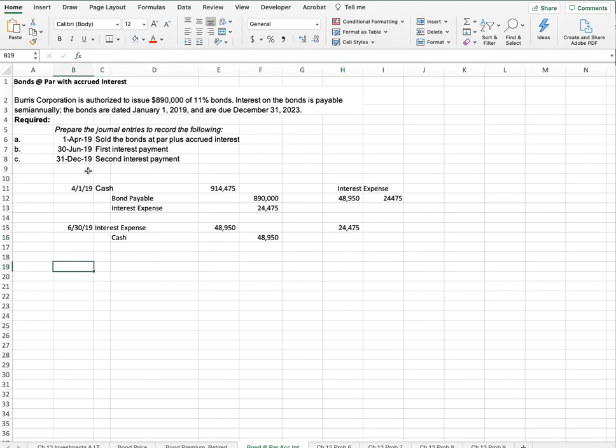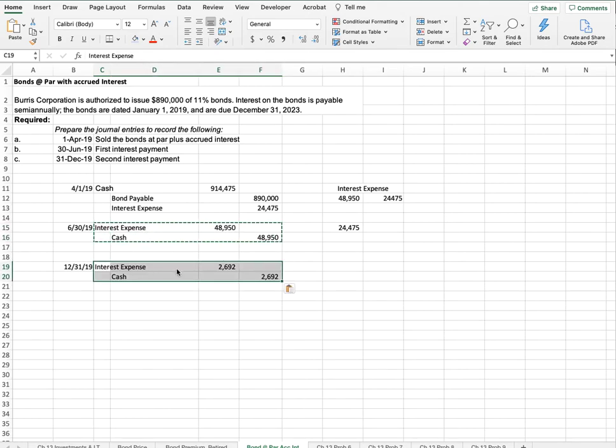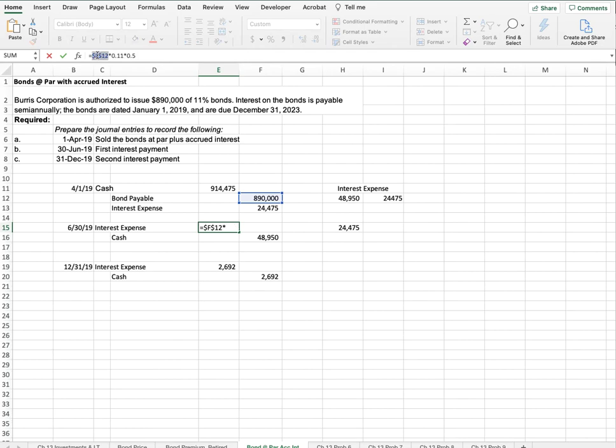And then we need to add December 31st. And it's just going to be the exact same thing, because these were at par, not at a premium or a discount. And I didn't have absolute cell references. So I'll copy that down. And so now if we added that to our T account, we would have a balance of interest expense of $73,425.